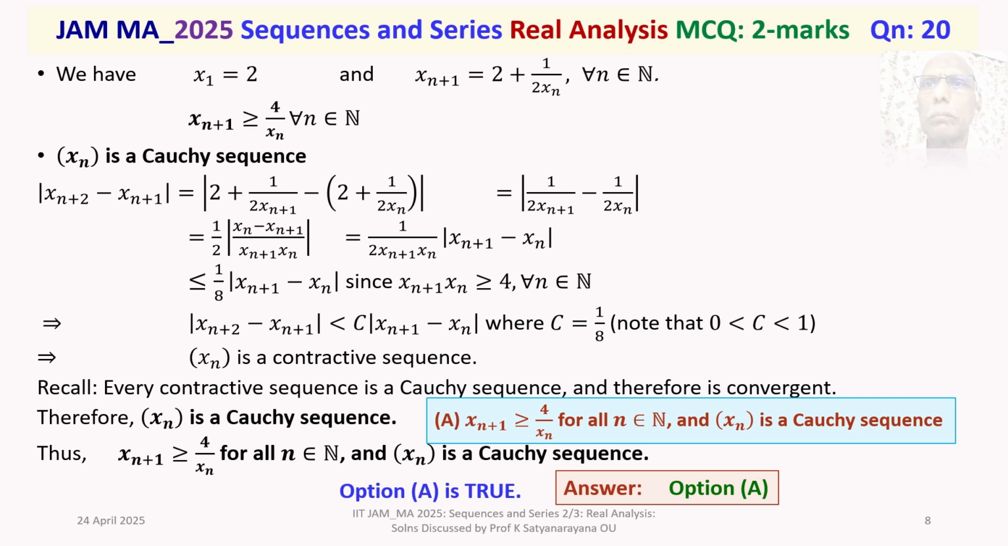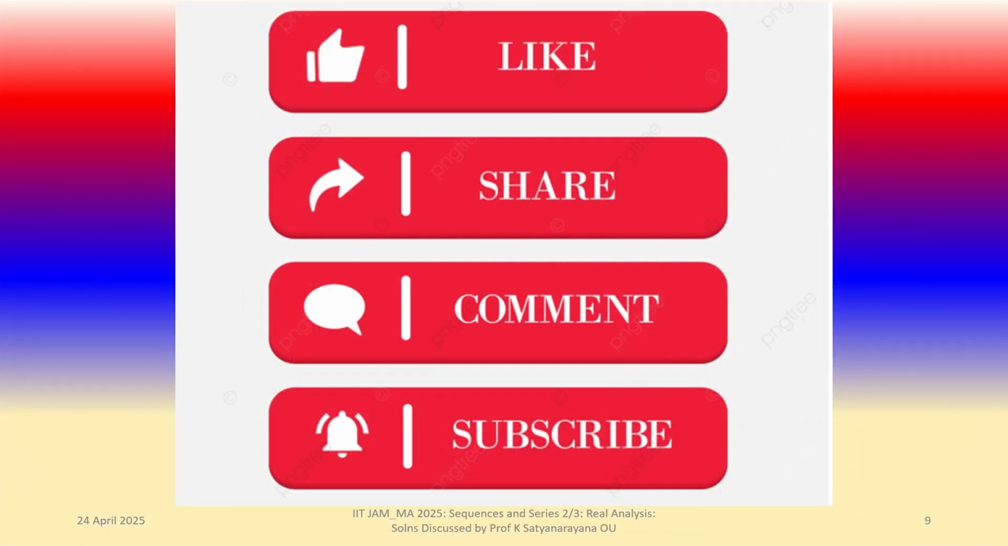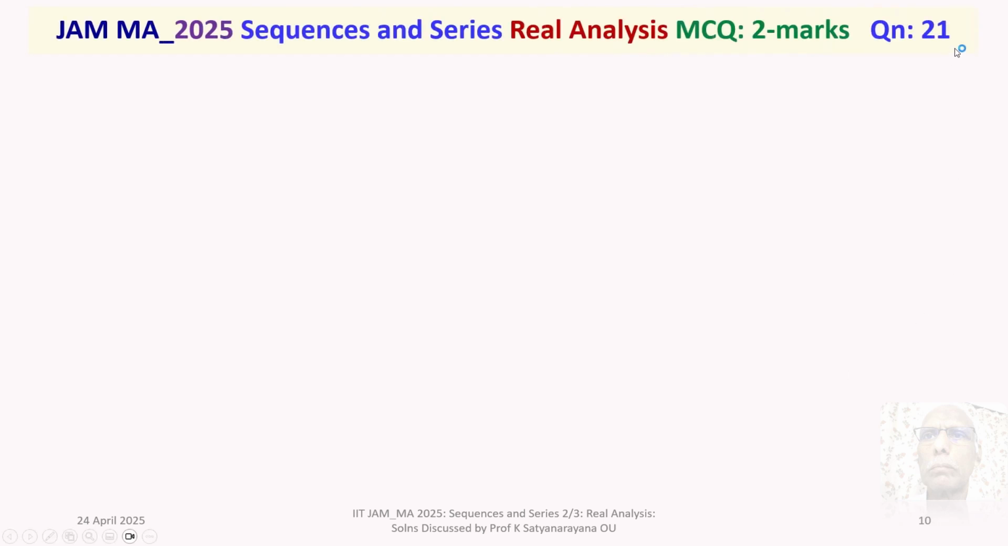Right. We move to the next question, question number 21. It's for 2 marks. It's also a multiple choice question.